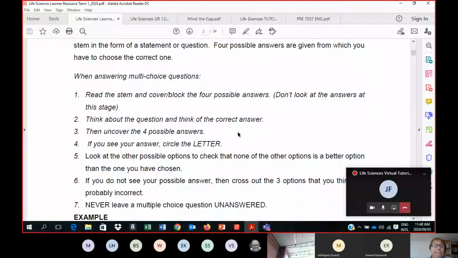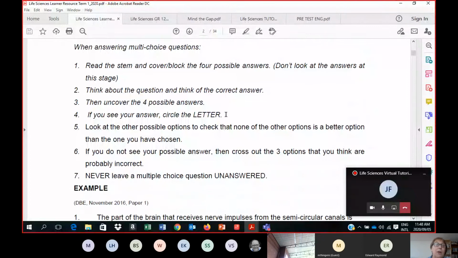So over here, let's just quickly go over it. There are 4 possible answers. If you see your answer, circle the letter. Look at the other possible options to check that none of the other options is a better option than the one you have chosen. If you do not see your possible answer, then cross out the 3 options that you think are wrong. And then also, don't leave a multiple choice question unanswered. Okay, so here's an example.